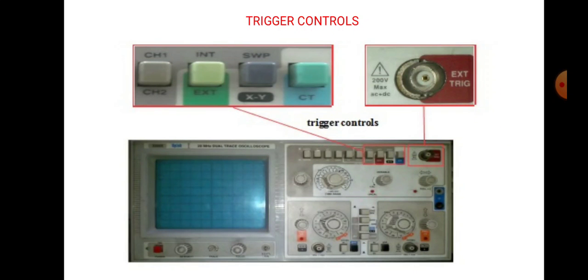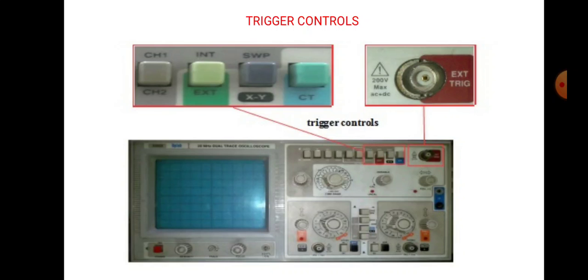Now there is the trigger control option. I am zooming this figure here. These are the options in the trigger control. In the trigger control there are three controls: slope, coupling, and level.